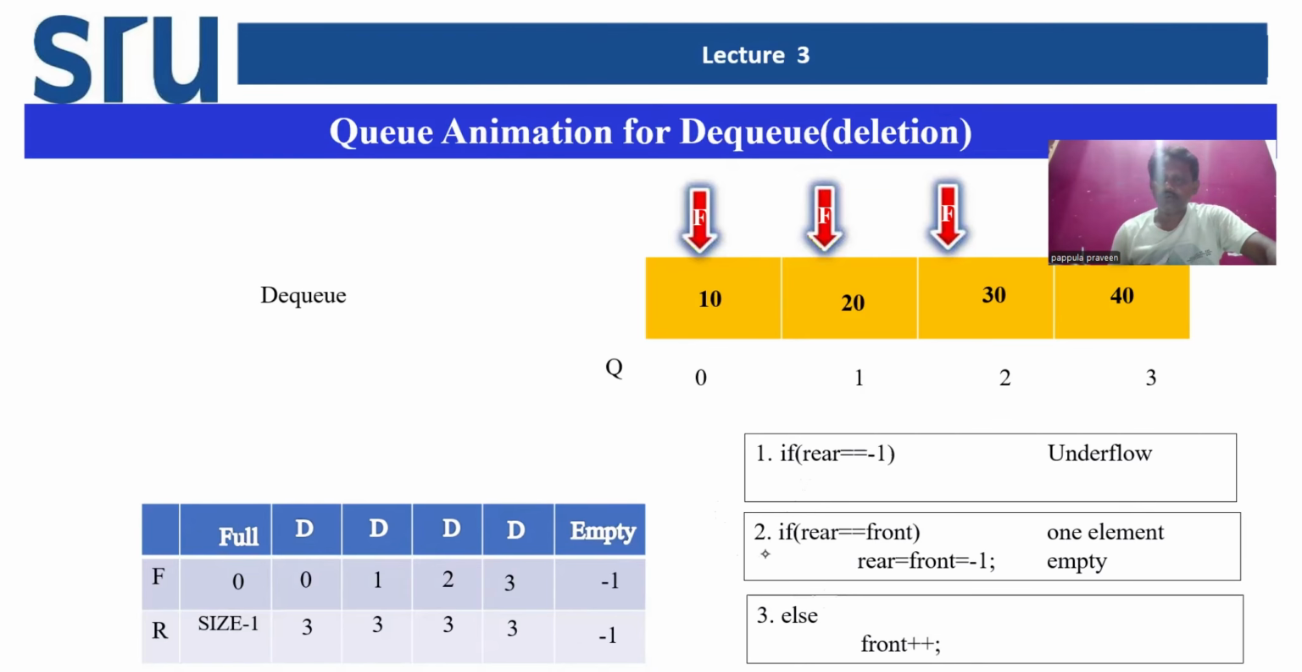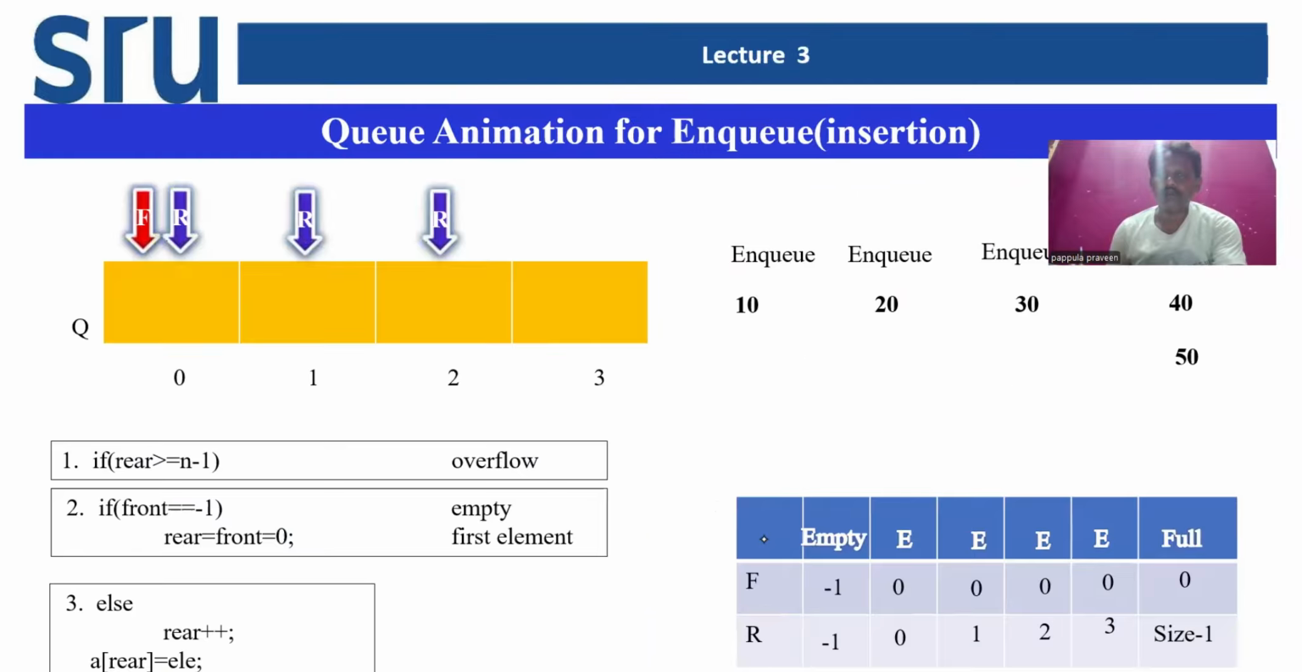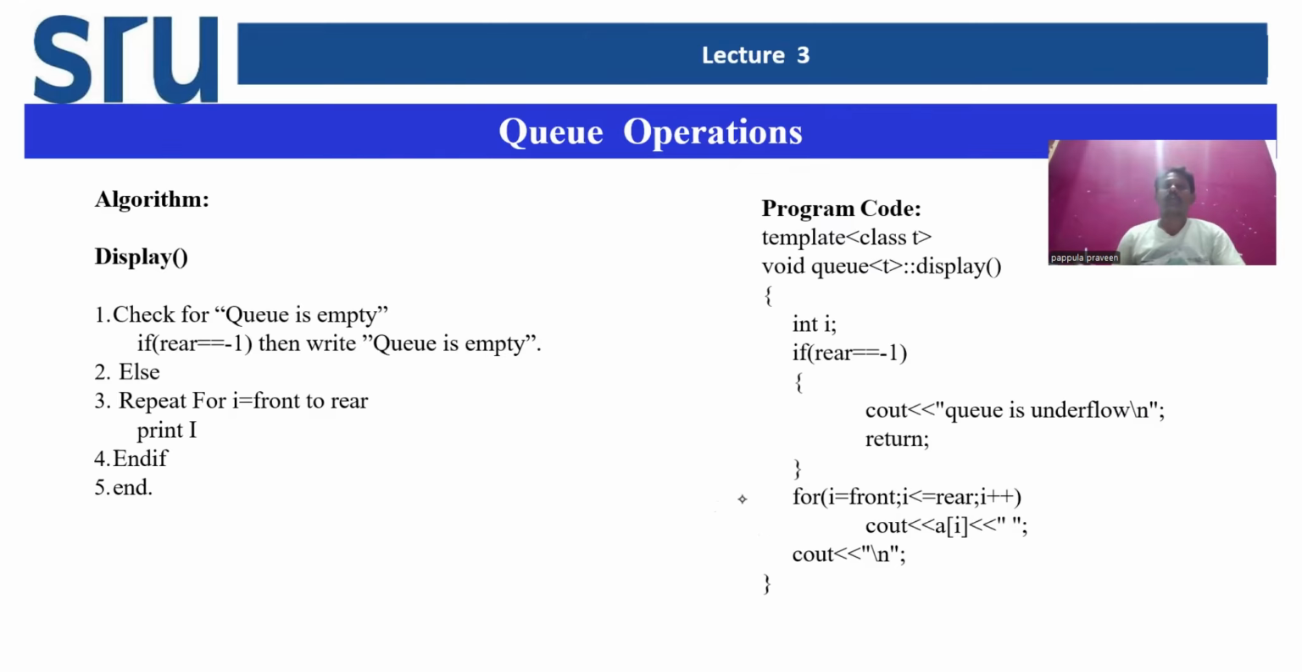In the third step, if rear equal to front, one element is there. Otherwise, for example, rear equal to -1, there are no elements in your queue. That is called underflow. Otherwise, front value is incremented by 1. Front value incremented by 1 means the first element is removed from the queue. Our manner is first in, first out. So the first element will be removed first. That is the whole objective of the queue and the objective of the Dequeue.